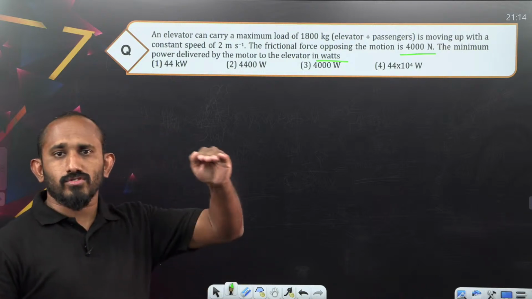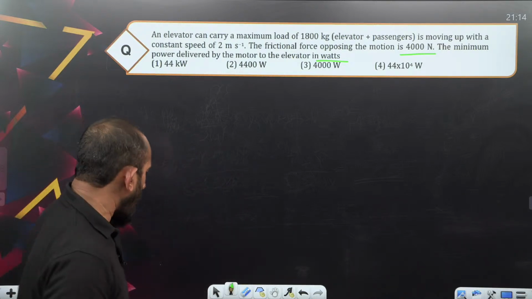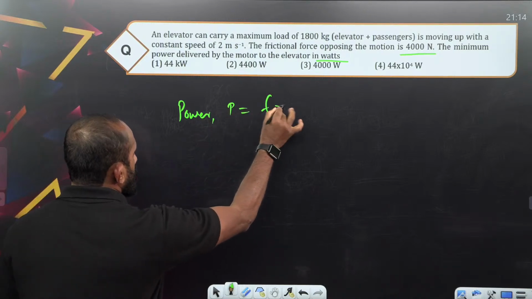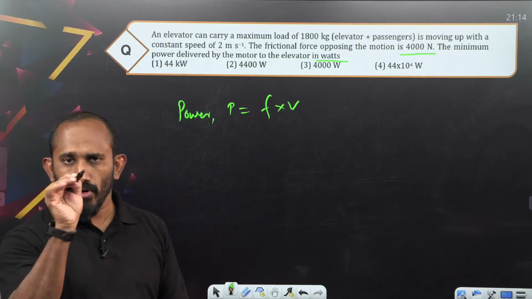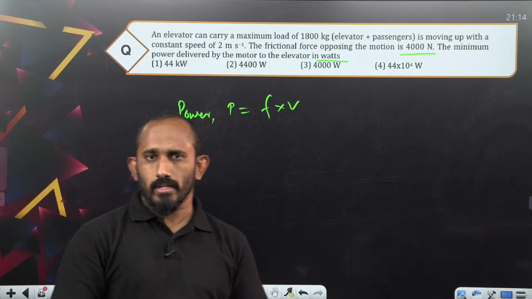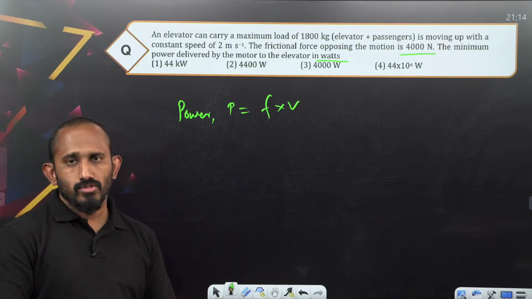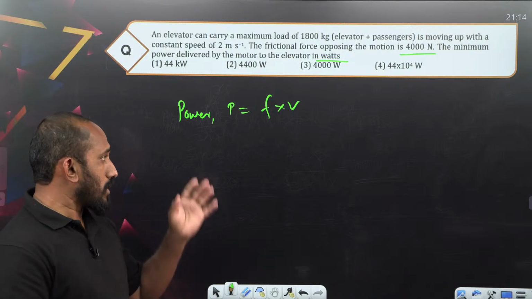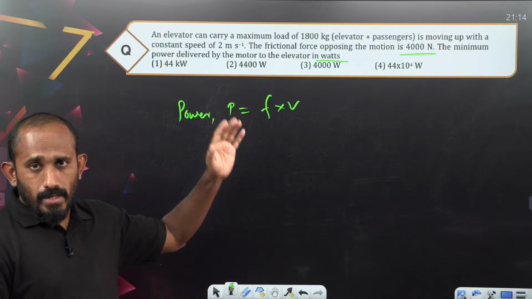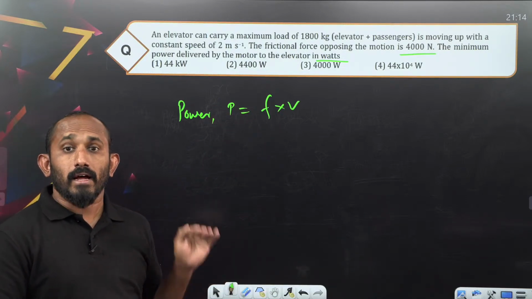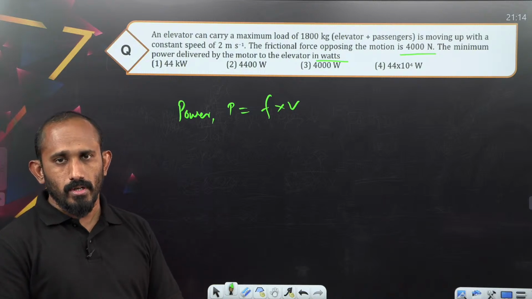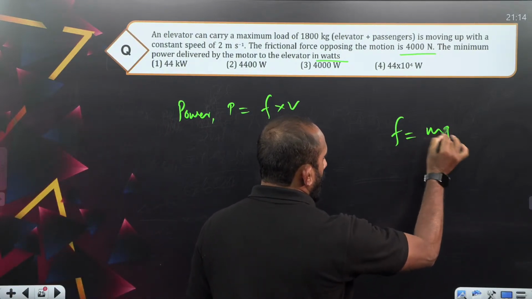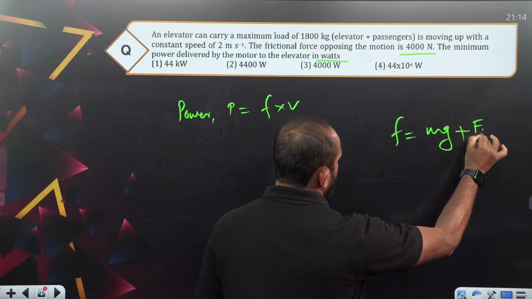So the velocity is given and the force is given. We have the equation power P is equal to force into velocity, F dot V. Force into velocity can also be an equation for power. So what is the net force here and the V? You have to find it. While the elevator is moving up, its total weight will be downward and the friction force also downward. So net force F will be mg, the total weight, plus the friction force Fs.